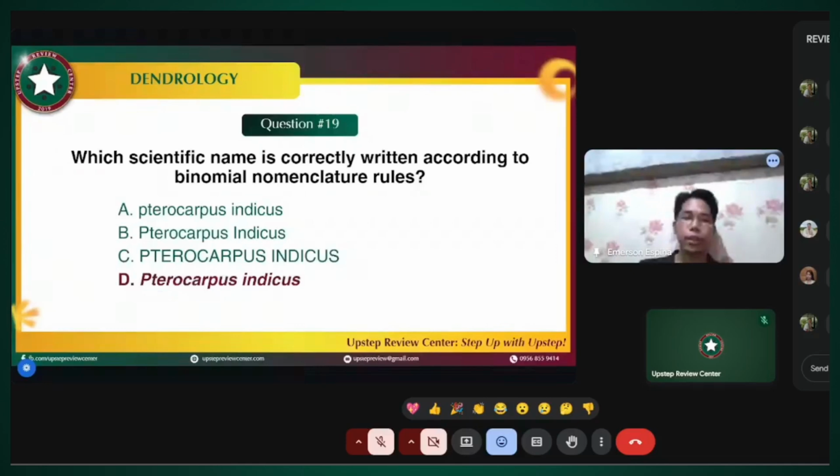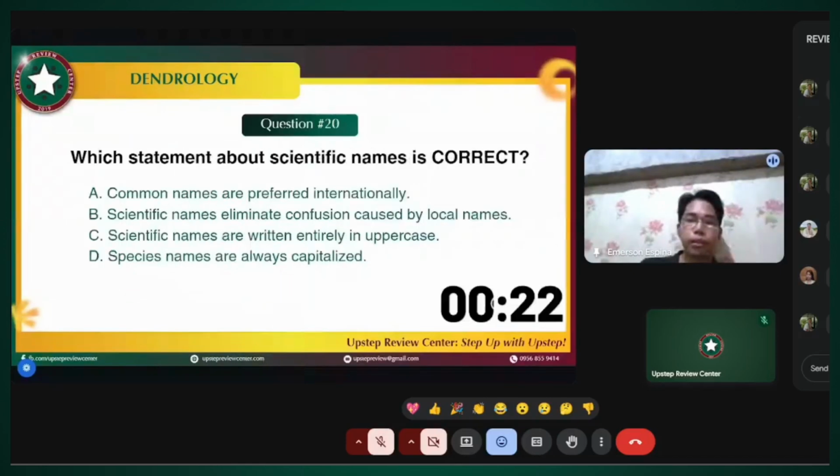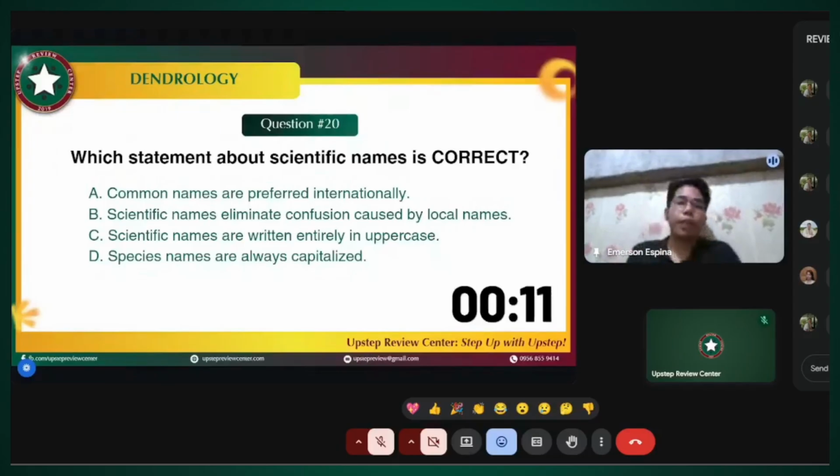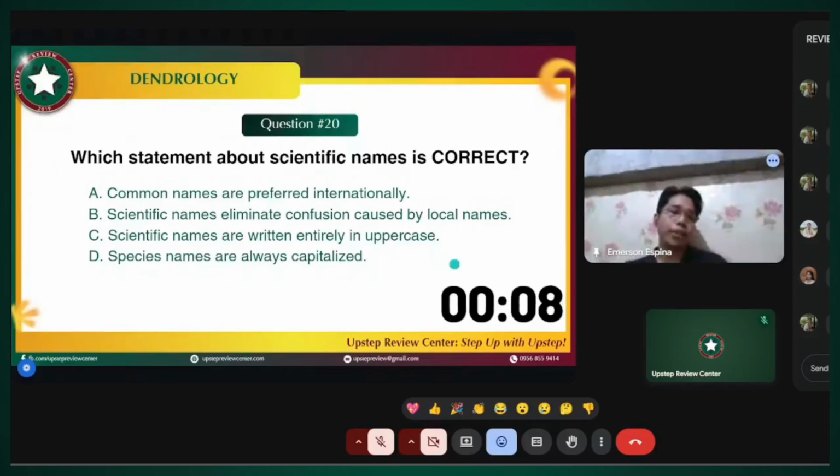And then for our last question, which statement about scientific names is correct? Common names are preferred internationally. Scientific names eliminate confusion caused by local names. Scientific names are written entirely in uppercase. Or species names are always capitalized.